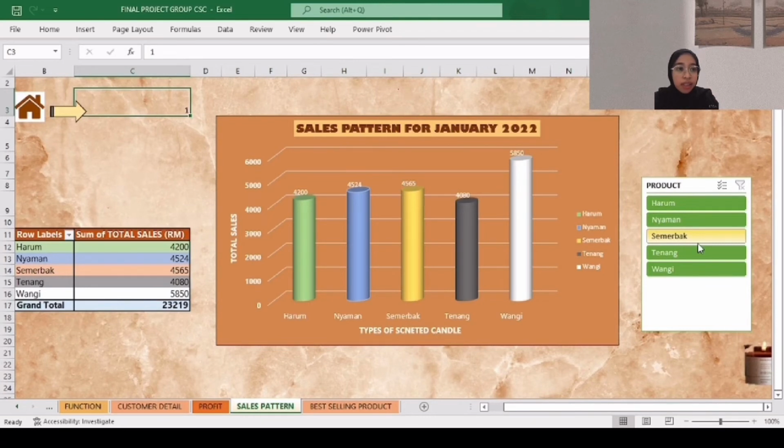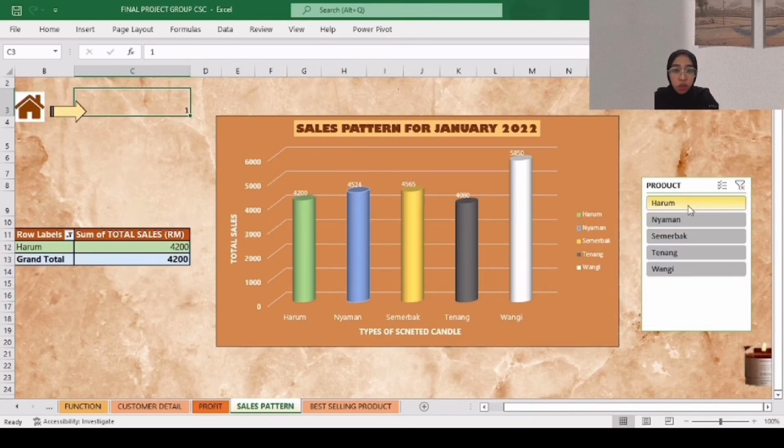For example, total sales of Harum is 4,200, while Nyaman total sales is 4,524. Next, Semerbak total sales is 4,565. Tenang total sales is 4,080. And the last one is Wangi total sales is 5,850. That's all from me.